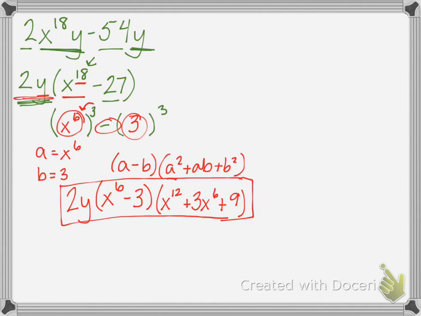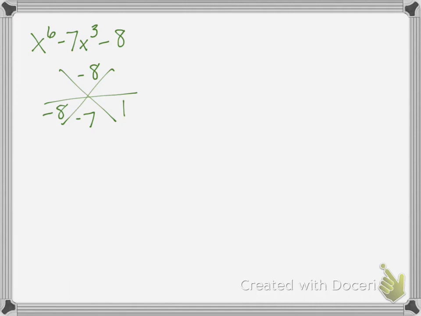All right, let's do this last problem. Should be pretty quick. This last problem is pretty simple numbers to deal with, so hopefully we'll do it pretty decently. X to the 6th minus 7x to the 3rd minus 8. Now we did snowflake on this before, so we had negative 8 and negative 7, two numbers that multiply to get negative 8 and add to get negative 7 would be negative 8 and positive 1.